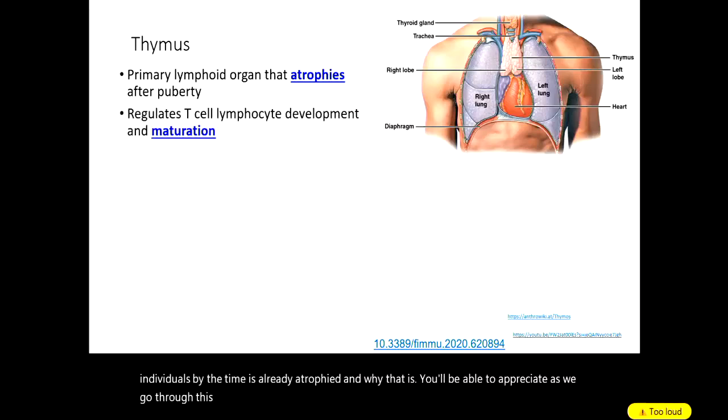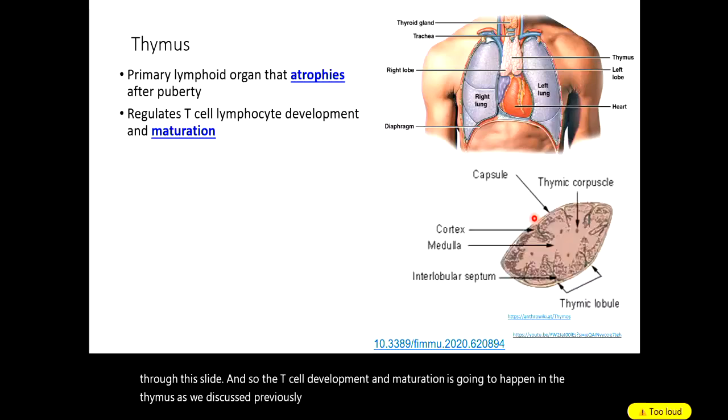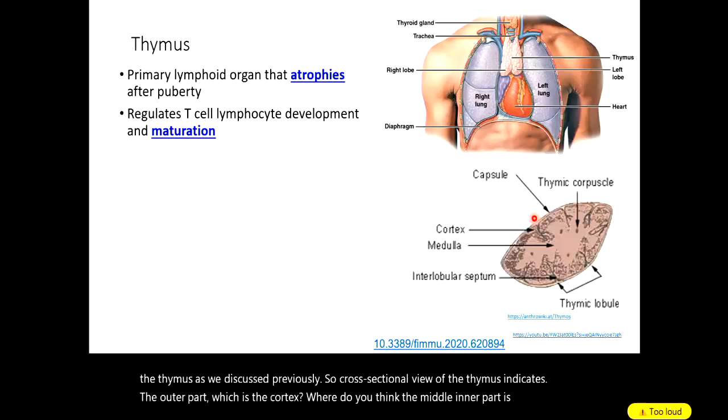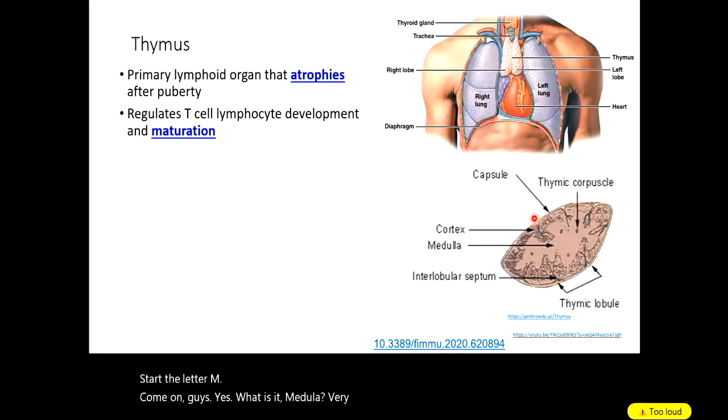And so the T cell development and maturation is going to happen in the thymus as we discussed previously. So a cross-sectional view of the thymus indicates the outer part, which is the cortex. What do you think the middle inner part is called? If the outer part is called cortex, what is the inner part called? Starts with the letter M. Come on guys, yes. What is it? Medulla, very good. So the inner part is called the medulla.